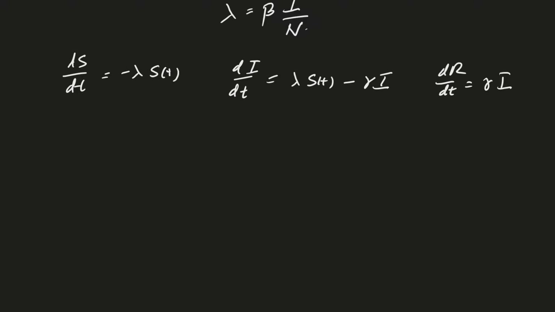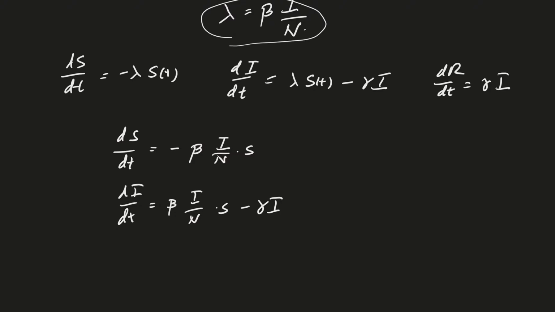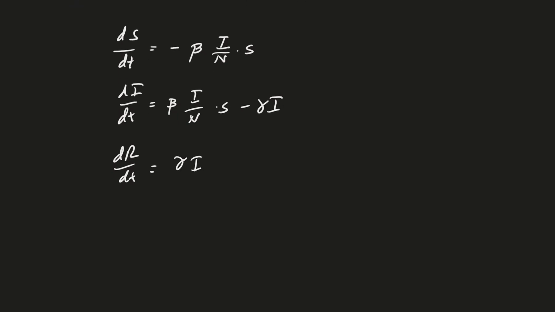Now, we can change our lambda there, so I'm going to go ahead and write this long ways. dS/dt is going to be minus beta times I over N times S, and then dI/dt is equal to beta I over N times S minus gamma I, and then dR/dt is equal to gamma times I. Good.